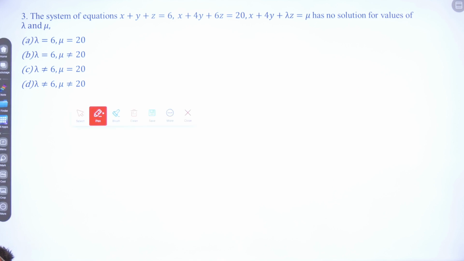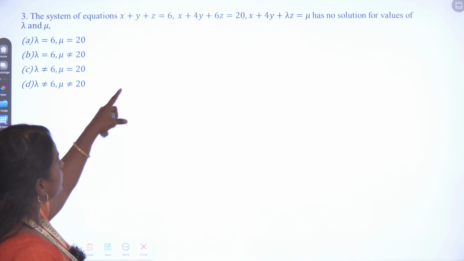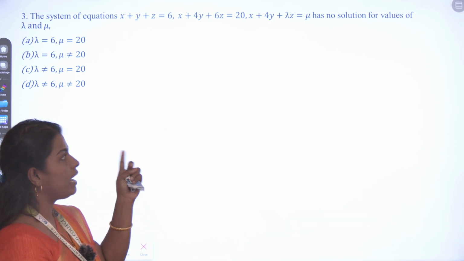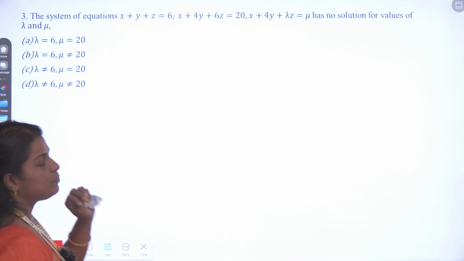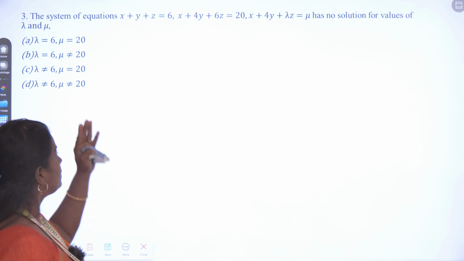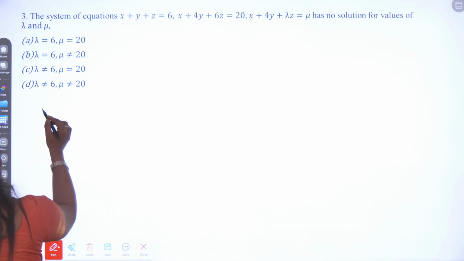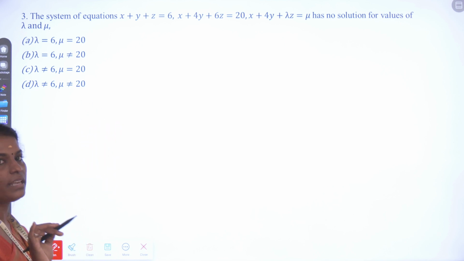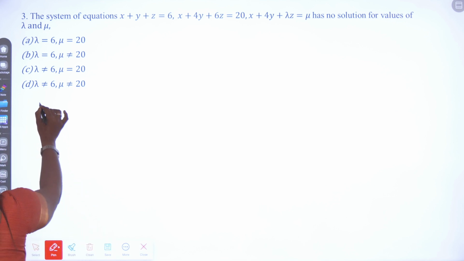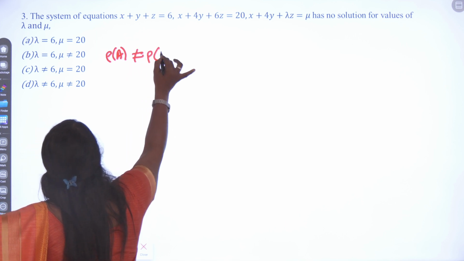The system of equations x plus y plus z is equal to 6, x plus 4y plus 6z is equal to 20, x plus 4y plus lambda z is equal to mu has no solution for values of lambda and mu, which means that we need to find the values of lambda and mu such that this given system should not have any solution at all. And the condition for that is, we know the system doesn't possess any solution only if rank of A is not equal to rank of AB.